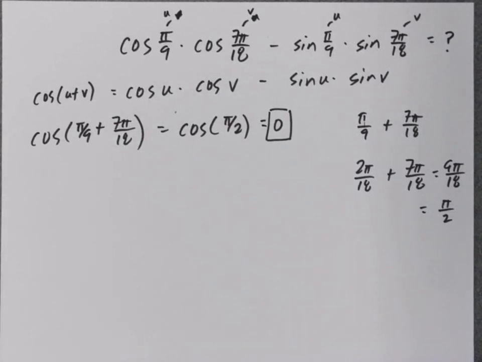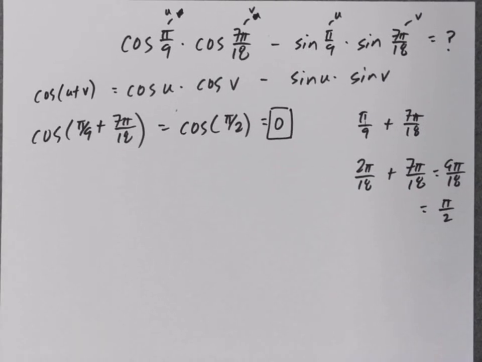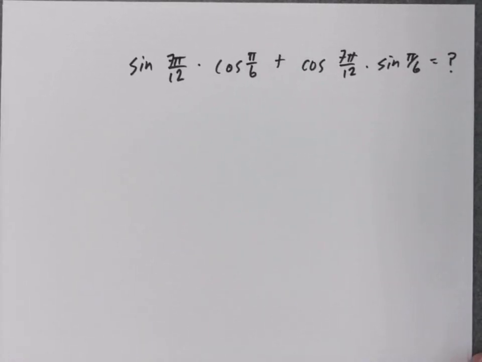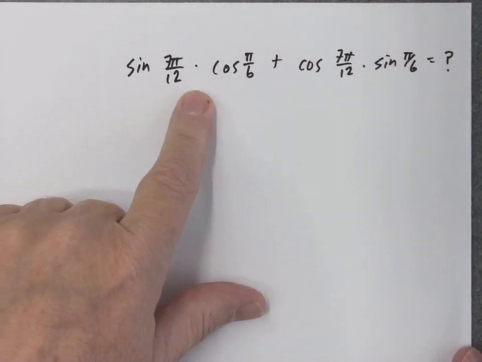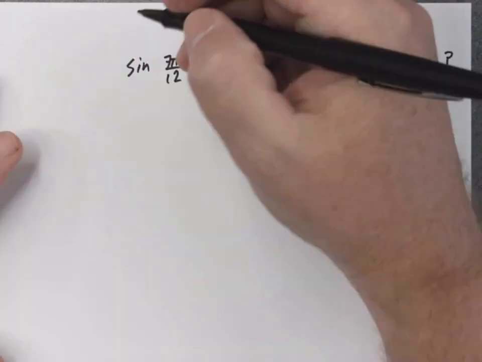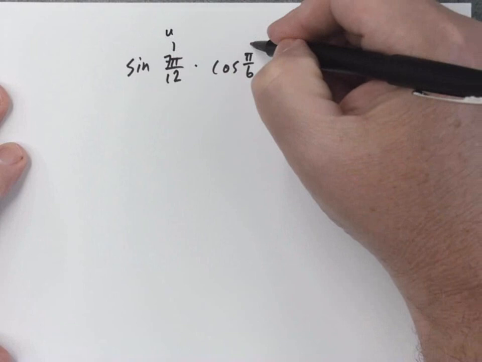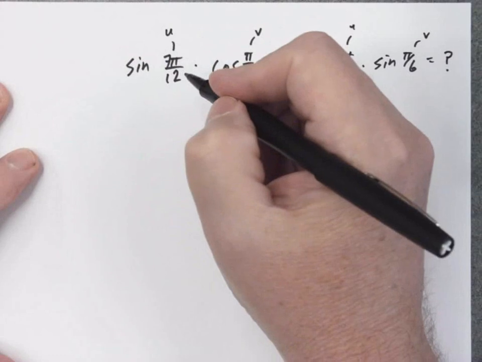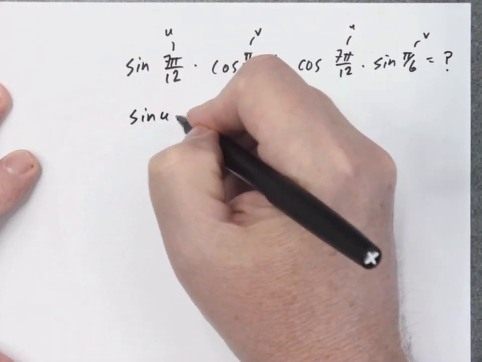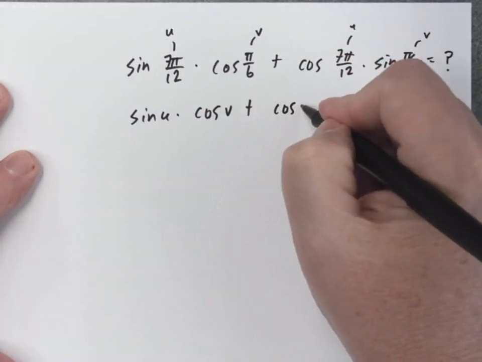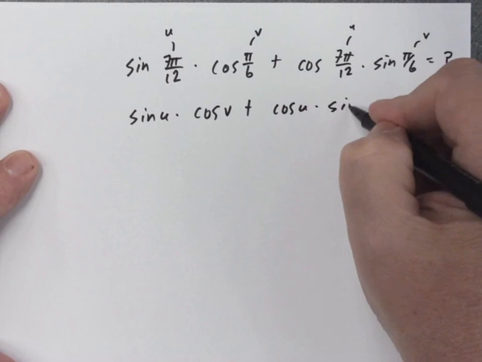All right, let's do one more. This is where we're sort of using the formulas backwards. Once again, I went ahead and wrote down the problem just to save time. This one is sine of 7 pi over 12 times cosine pi over 6 plus cosine 7 pi over 12 times sine of pi over 6. Let's call this u and this v. So if we write this, I could say this is really sine u times cosine v plus cosine u times sine v.